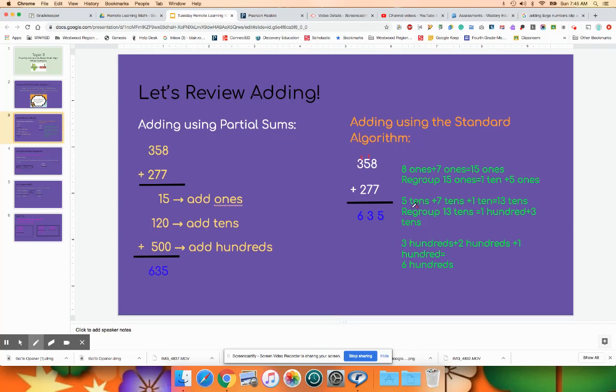I prefer the standard. I think there's less room for error. I think here is interesting to explore the concept, but I think sometimes when students have to add a lot of numbers in a column, they tend to make errors. But whichever strategy works best for you is what you should use.